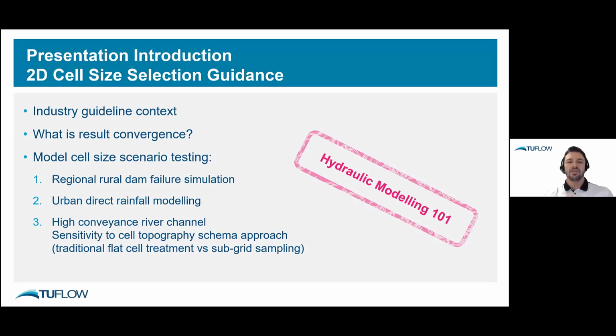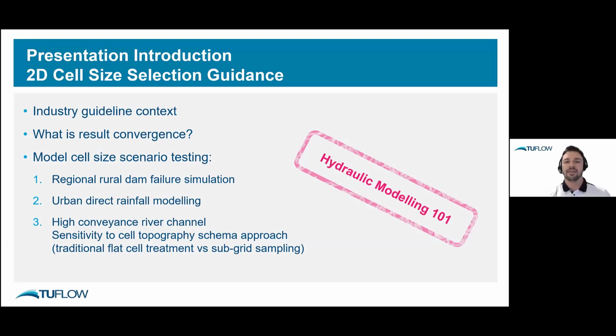The methodology I'm using to determine the accuracy of my scenario tests is a concept called result convergence. So since that's the underlying approach I'm using to determine accuracy, I'll just present a slide that defines what result convergence is for those who don't know. Following that, we'll then do some scenario testing. And I have three separate test cases here.